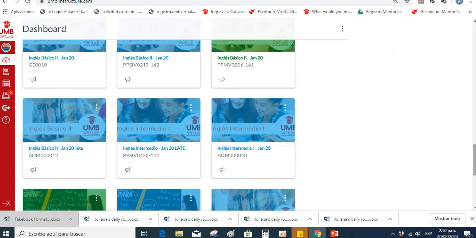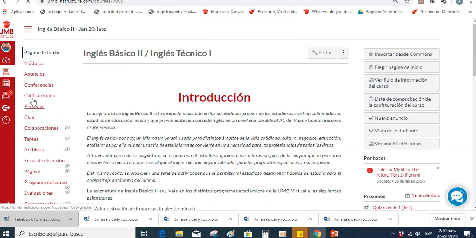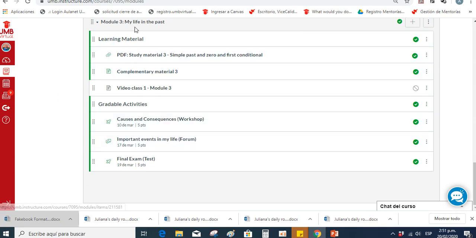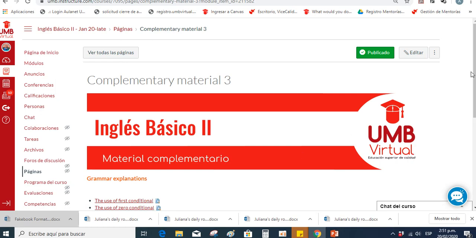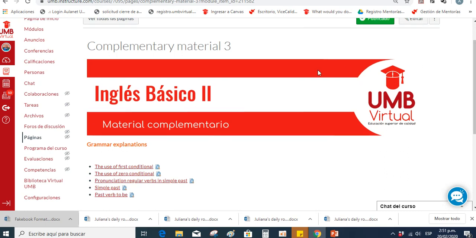So, in this part we have the use of... entonces ingresamos por la parte de módulos right here y posteriormente vamos a dirigirnos al módulo 3 My Life in the Past. We have started material 3, simple past and zero and first conditional. Yes, we have the complementary material. In this part, we are going to see different infographics and information about it. So we have, according to grammar explanations, the use of first conditional, the zero conditional. There are some pronunciation, regular verbs, and simple past examples, and the use of past verb to be.